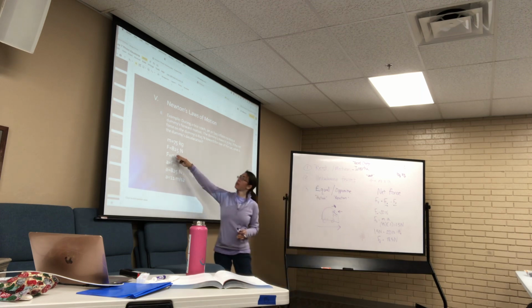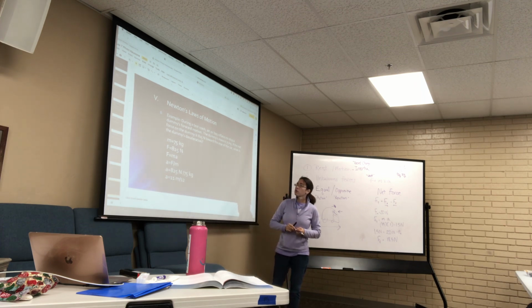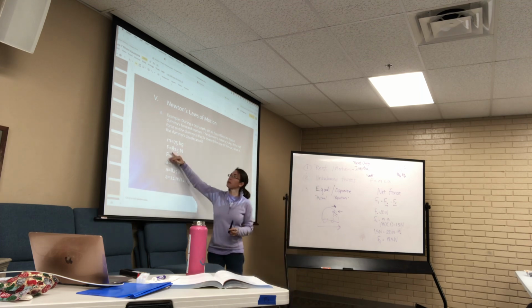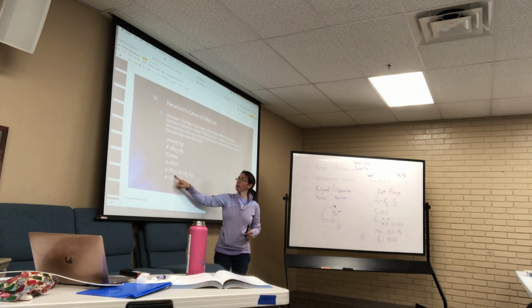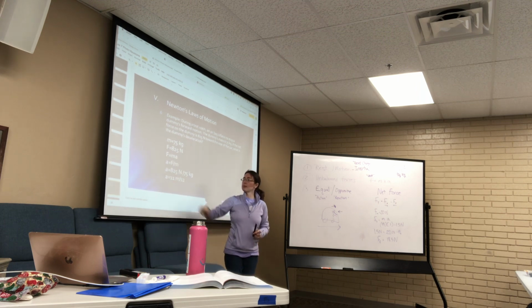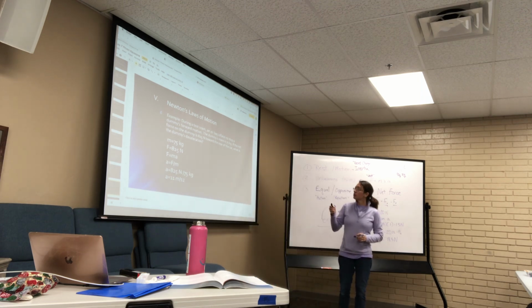So net force is 825 newtons. His mass is 75 kilograms. We know that force is mass times acceleration, so we could plug them in and put 825 equals 75 times a. Or you can rearrange it in the first place, force divided by mass. So we have 11 meters per second squared in the backwards direction.